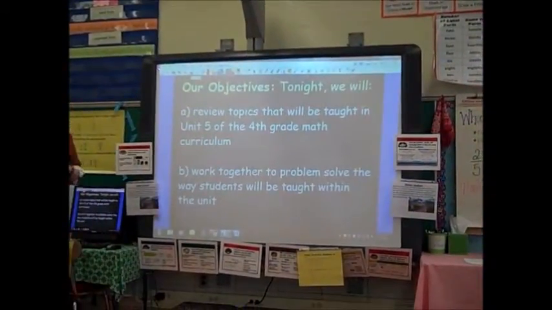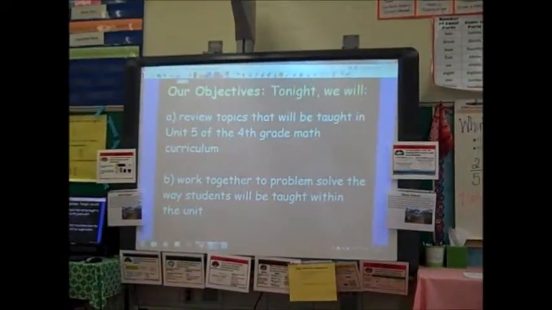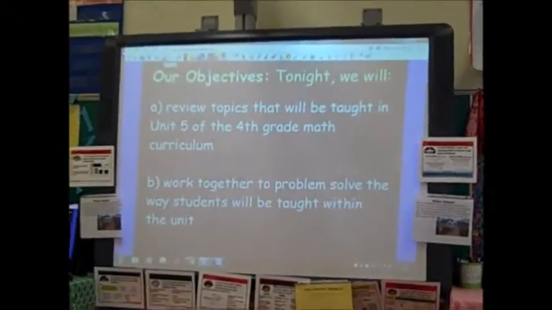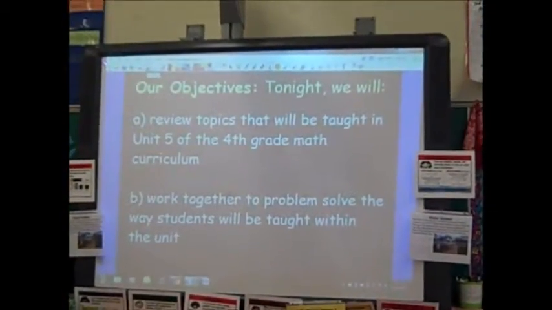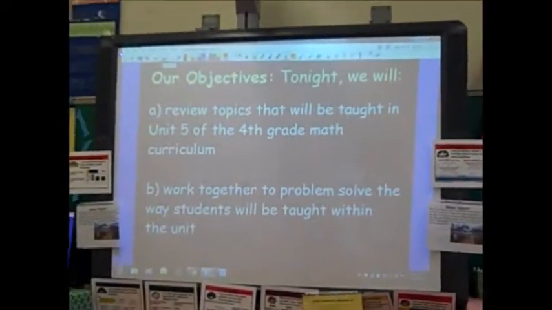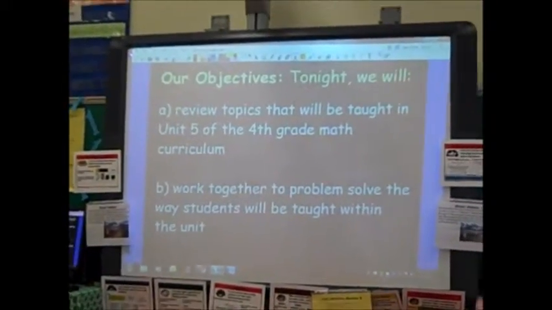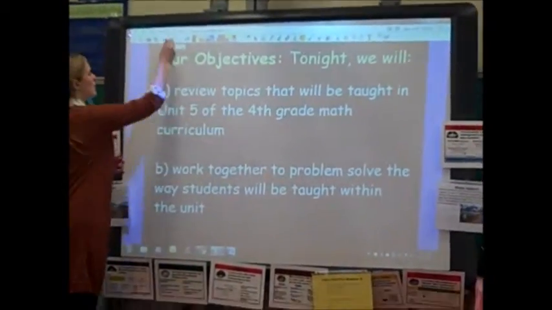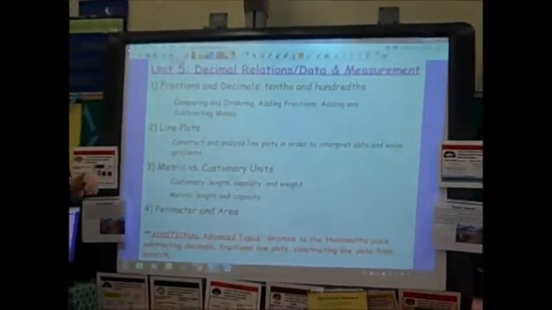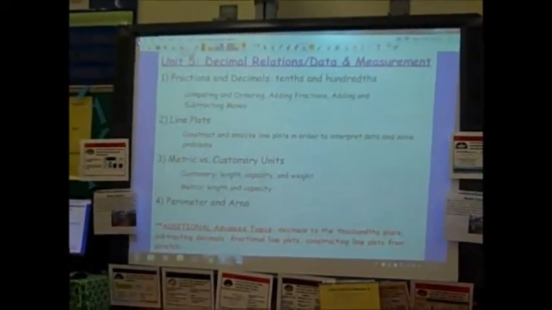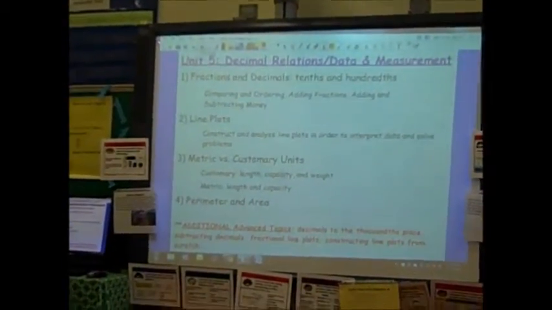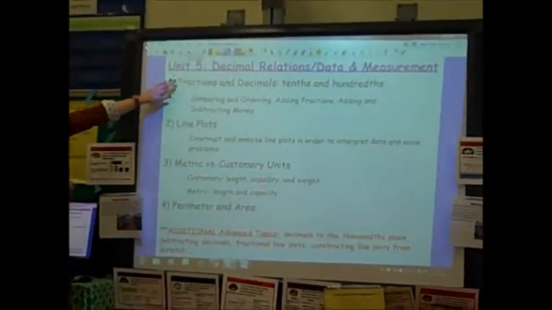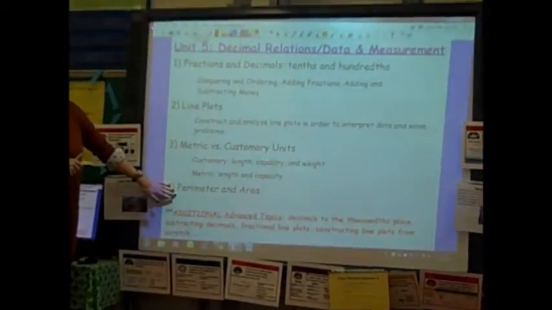And Unit 5 deals with decimals, it deals with line plots and different graphs, and it deals with metric and customary measurement. Some things that they typically confuse. So we're going to work together to problem solve a bunch of the problems that we would do with the children, and we are going to discuss these particular items in a more clear order. So we've kind of broken up the unit into 4 major topics.